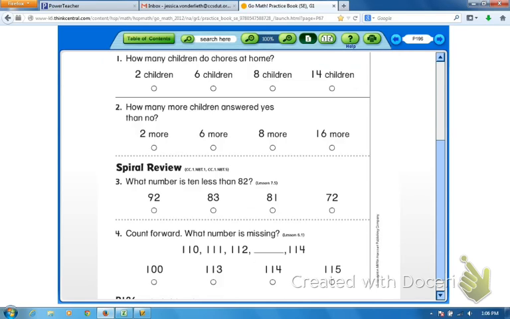First one, number 3, is going back to chapter 7. What number is 10 less than 82? If we're talking about 10 less, we know we look at the tens place. Instead of 8 tens, we would take 1 ten away to get 7 tens for 72. And count forward, what is the missing number? Just counting one at a time.